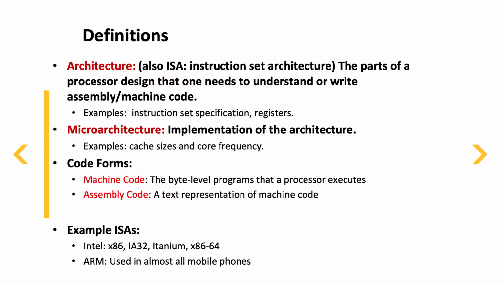Various forms of code. Now, so often we start out with something like Java or Python or C or C++, and these are very high-level languages. As we start getting closer to the processor, we get into assembly code or machine code. Now, machine code is actually the byte-level programs that a processor actually executes. This is the stuff that the processor actually understands.